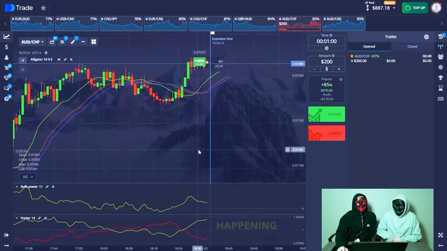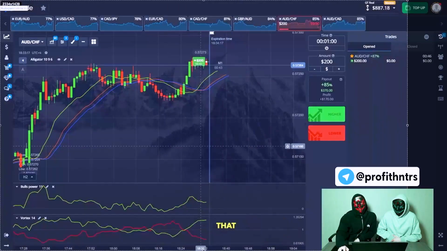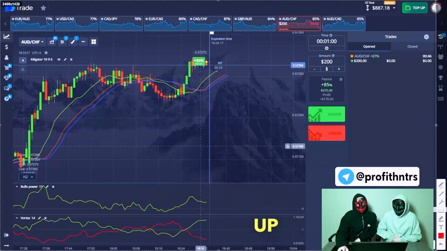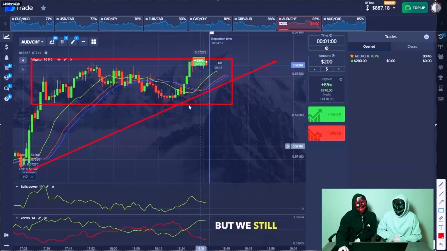Look, the breakout is happening in this area, meaning our main situation was going up. Yes, that means everything we have is going up. Here is where we are consolidating. That is, in this rectangle, the trend is accumulating, but we still believe in an upward breakout.